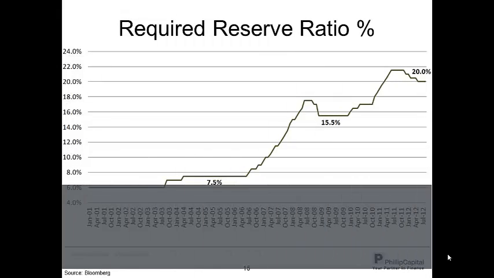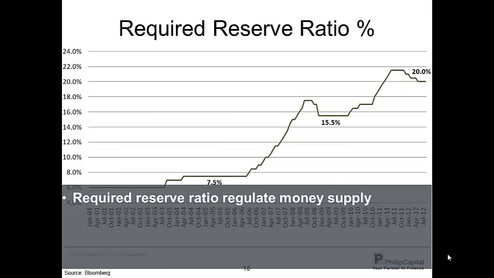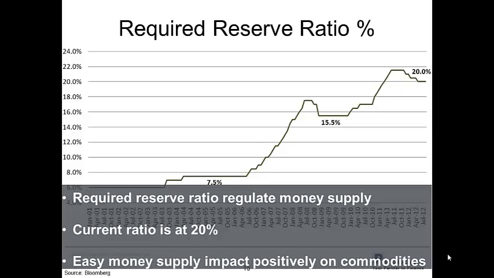This is a chart of China Reserve Requirement Ratio. Reserve Requirement Ratio is the liquid assets that the People's Bank of China mandates that banks keep at all times. The adjustment of this ratio regulates the money supply in the market. The current Reserve Requirement Ratio of 20% gives much capacity for the banks to lend, thereby increasing money supply in the market. Easy money supply will have a positive impact on the commodities market because easy money supply lowers borrowing costs, which induce fixed asset investment, increasing demand for commodities.